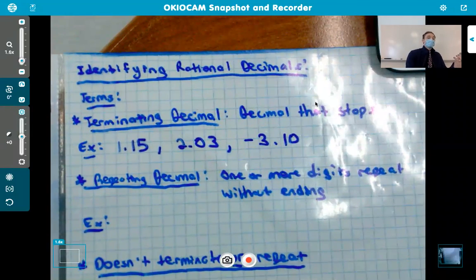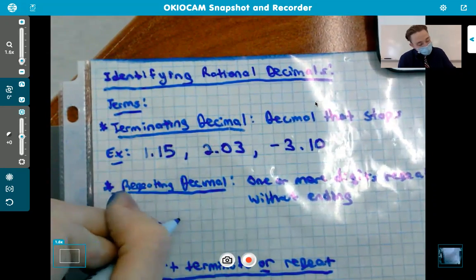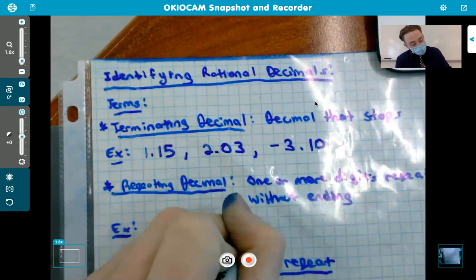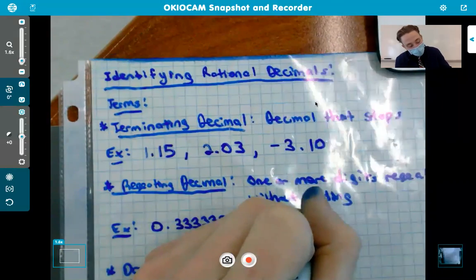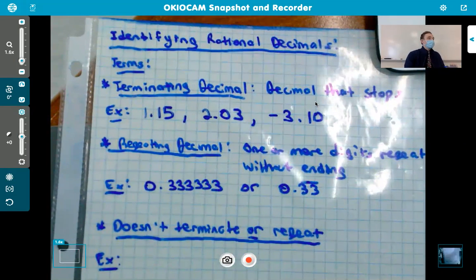A repeating decimal. What do you think that's going to do? It's going to keep on going forever, but it's going to repeat. So it's not going to be just a mix of random digits. It's going to be the same digit. You see there, one or more digits repeating without end. So an example, you might see 0.333333. Sometimes this will be written as 0.3 with a line over top to symbolize that it's going to repeat.